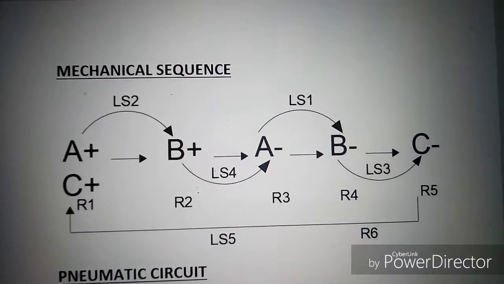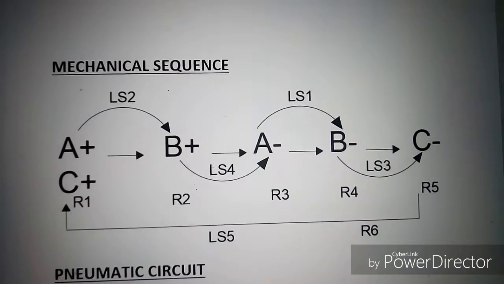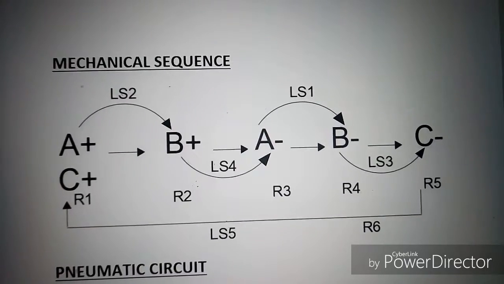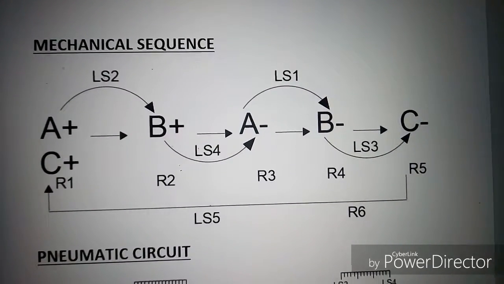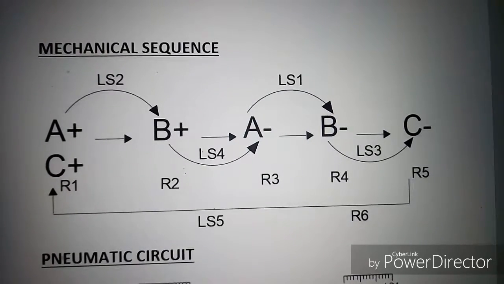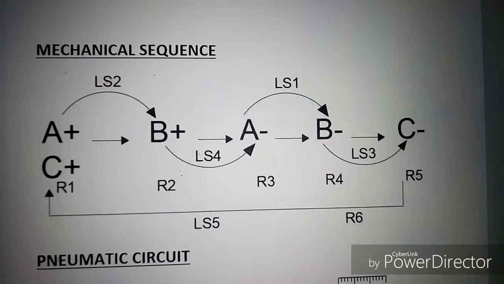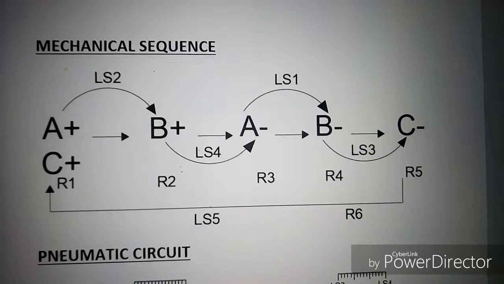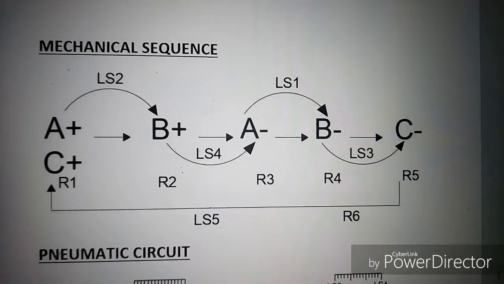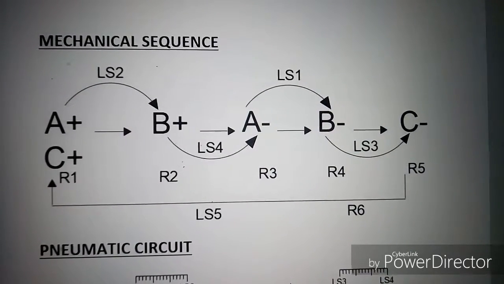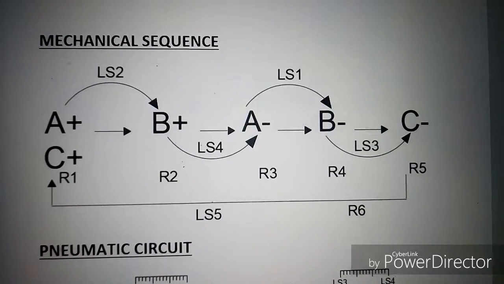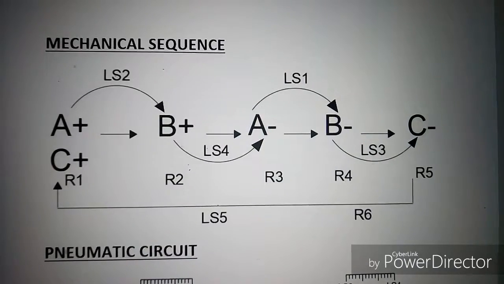In order to actuate B plus, LS2 must be first met. In order to actuate A minus, LS4 must be first met. In order to actuate B minus, LS1 must be first met. And in order to actuate C minus, LS3 must be first met. And in order to make this whole mechanical sequence loop back, LS5 must be met.